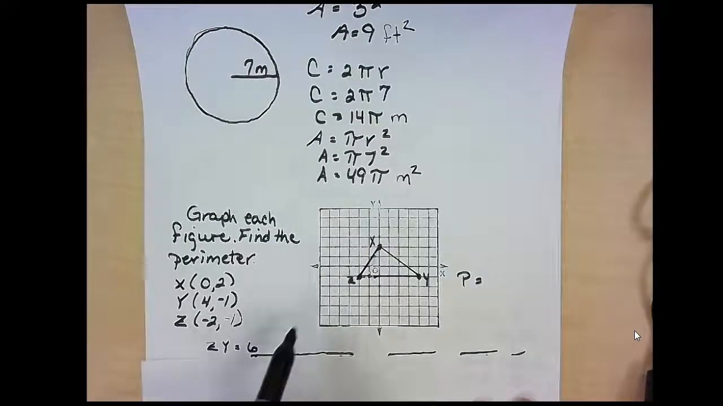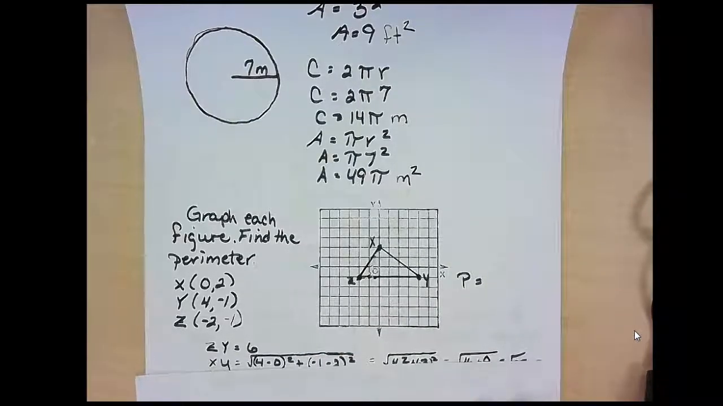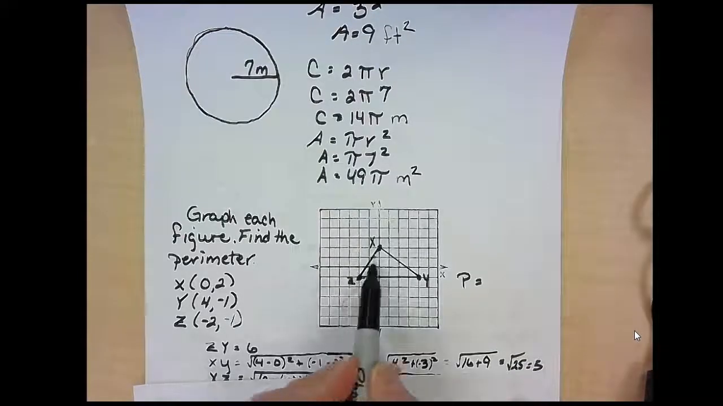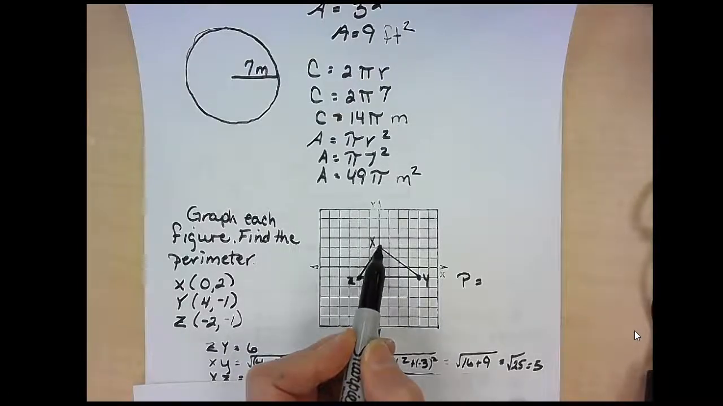So XY is 6, or you count 1, 2, 3, 4, 5, 6. When we want to find any sloped value, we have to use that distance formula because it's on an angle. We can't just count it and find its length.